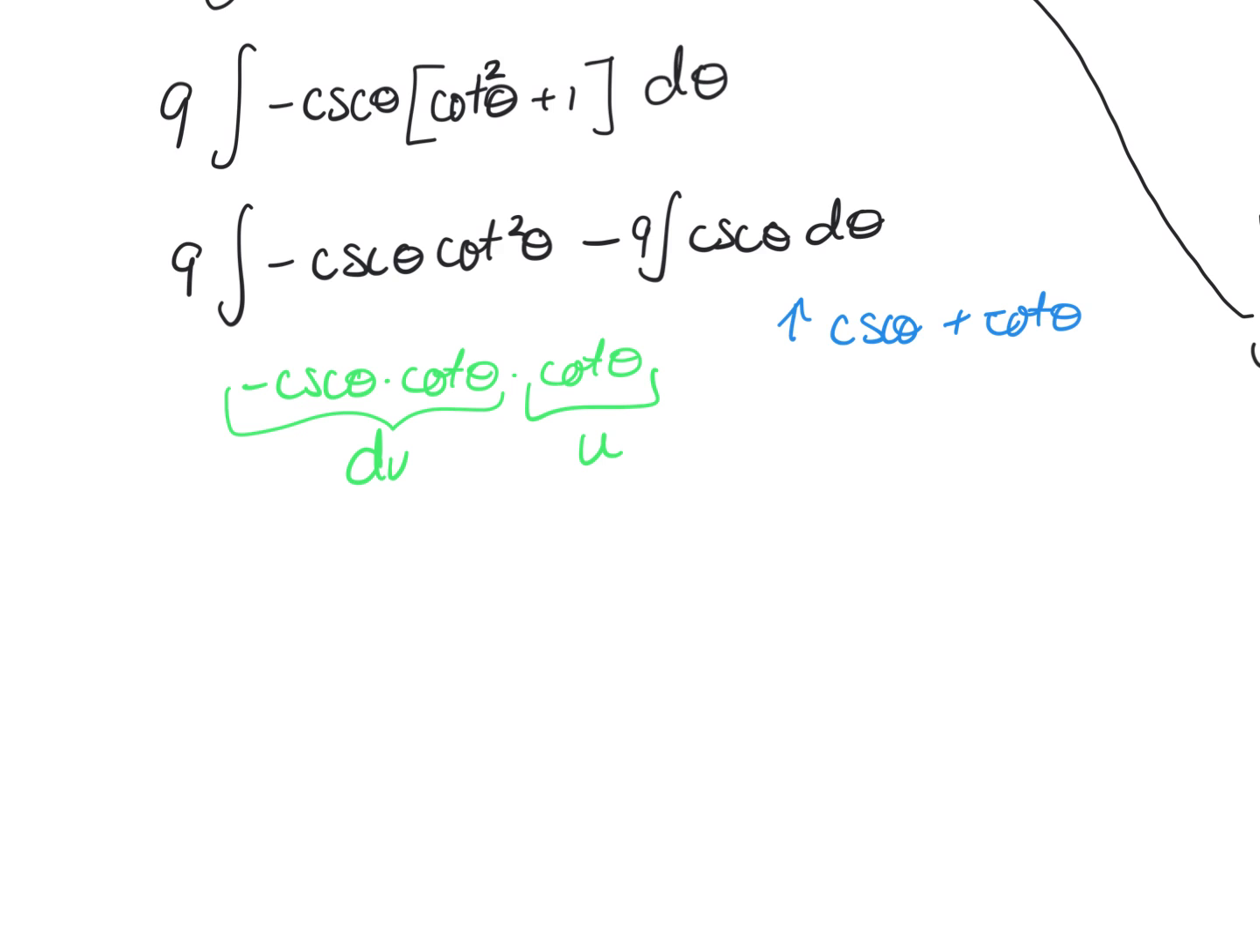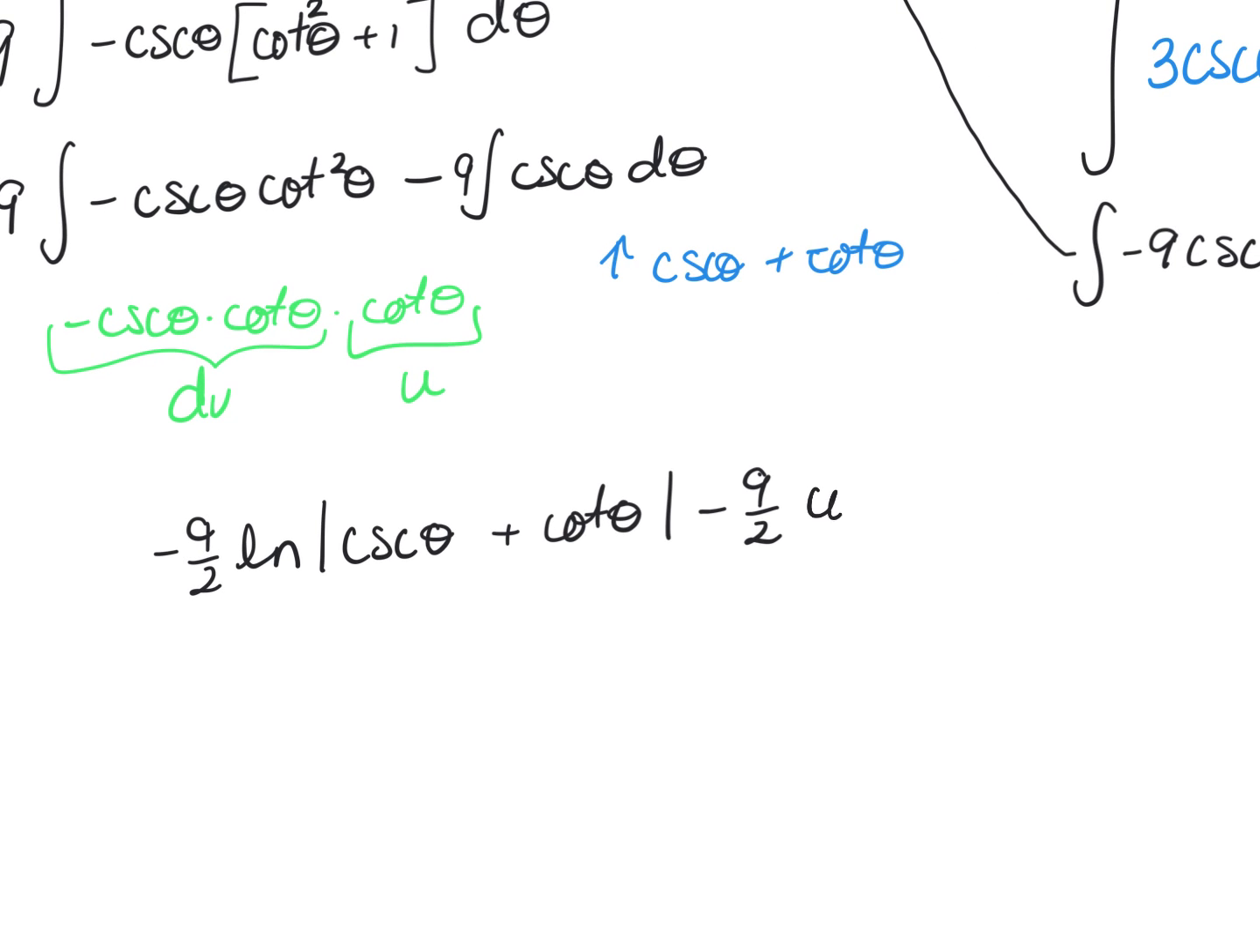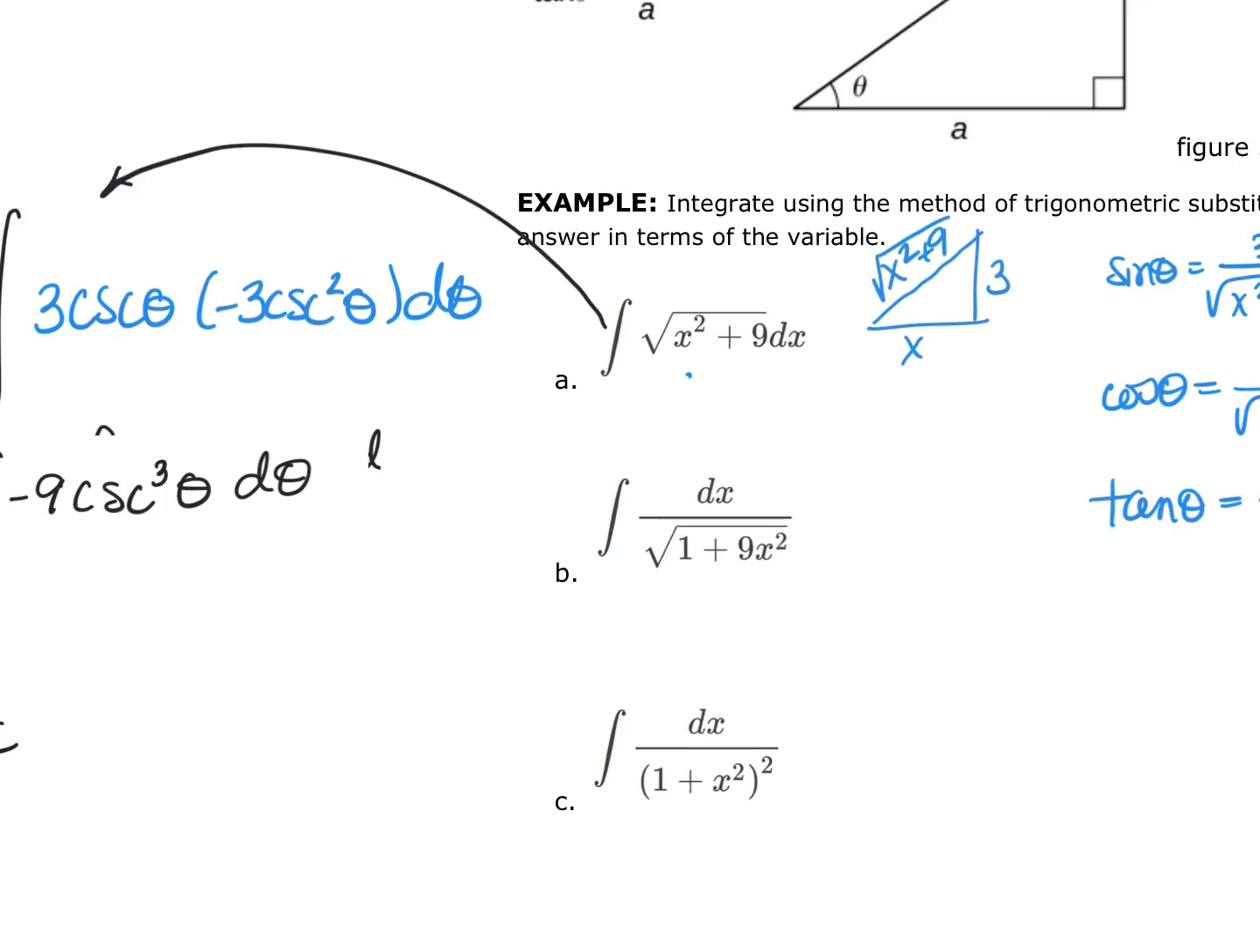When I get totally done, it's going to be negative 9/2, excuse me, negative 9/2 the natural log of the absolute value of the cosecant of theta plus the cotangent of theta, and then minus 9/2, and I end up with the cotangent of theta, the cosecant of theta. I cannot do cosecant today. Man, so cosecant theta, and then plus c. I did all of that. And by the way, I'm not done because I have to go back and back sub.